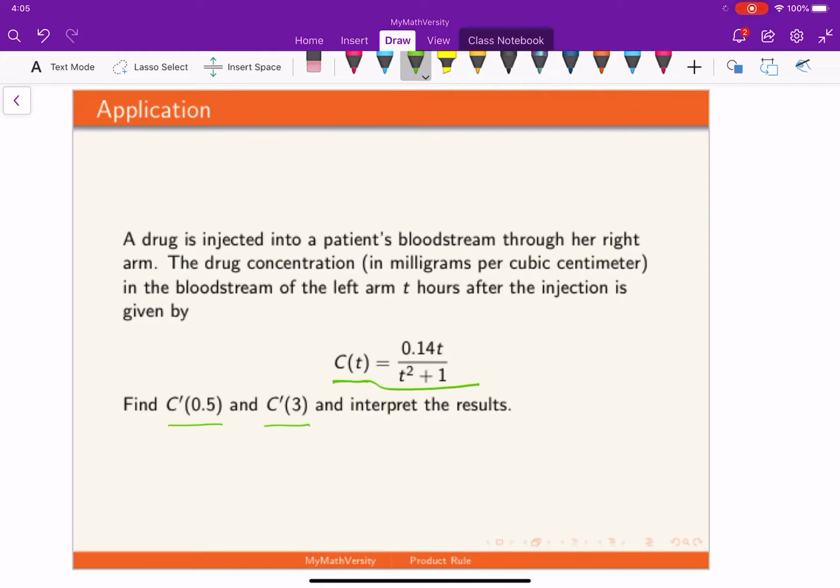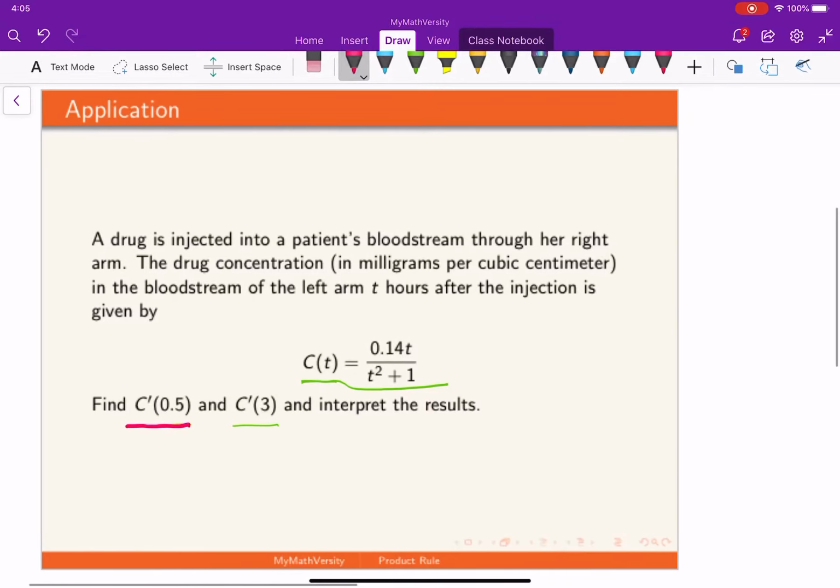So since the question is actually pretty straightforward, we need to find the C prime at 0.5. So let's just first find what is C prime of T. That means find the rate of change of the concentration function, or let's say find the derivative of the concentration function. So how do you find the derivative? How do you find C prime of T in this particular case?